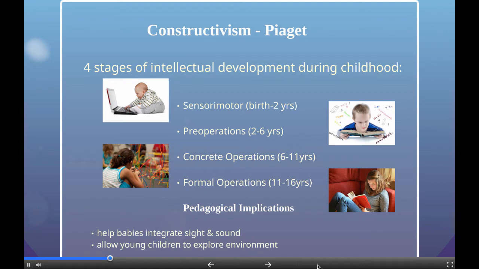The final stage, formal operations, which spans from approximately 11 years to 16 years of age, is when adolescents learn to handle all combinations of objects or events and draw links between what is hypothetical and what is real. Piaget stressed the critical importance of action in intellectual development, as well as assimilation and accommodation, which are necessary for the child's ability to self-regulate, which is the key to becoming a logical thinker. The pedagogical implications of Piaget's theory include helping babies integrate sight and sound and allowing young children to explore their environments.